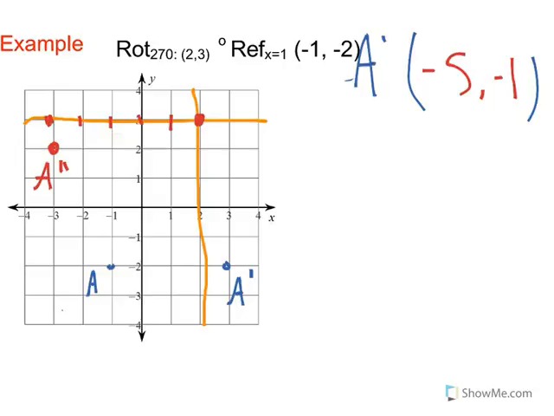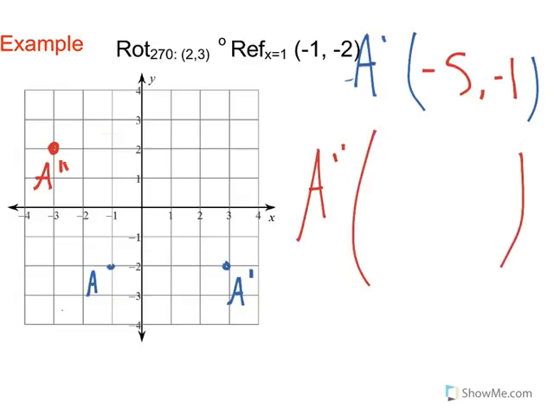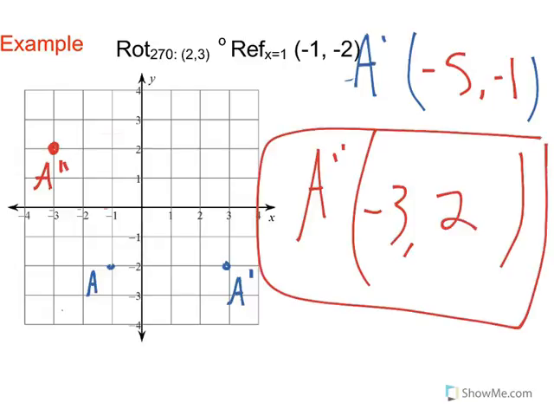And now to write your final answer, you can take away that axis that we drew because we need to write the coordinates based on your actual graph. So this point is at -1, 2, 3, +2. So that is your final answer.